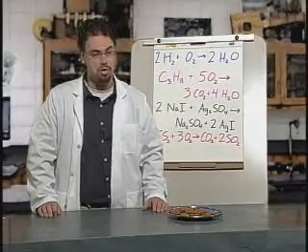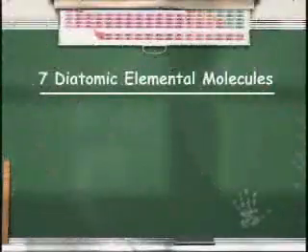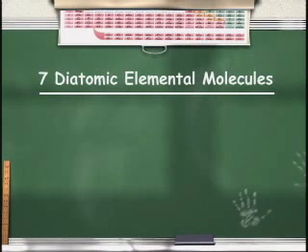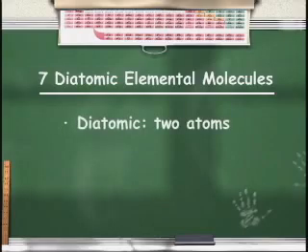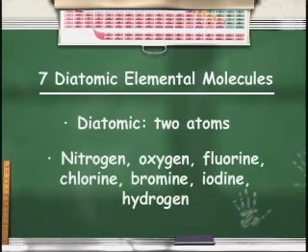Let's get this in your notes. 7 elements exist primarily as diatomic molecules in the elemental state. That means that in an equation, these elements aren't simply represented by a symbol. Instead, they are represented by their symbol with a subscript of 2. The prefix di means 2, so diatomic means 2 atoms. These 7 elements are nitrogen, oxygen, fluorine, chlorine, bromine, iodine, and hydrogen.